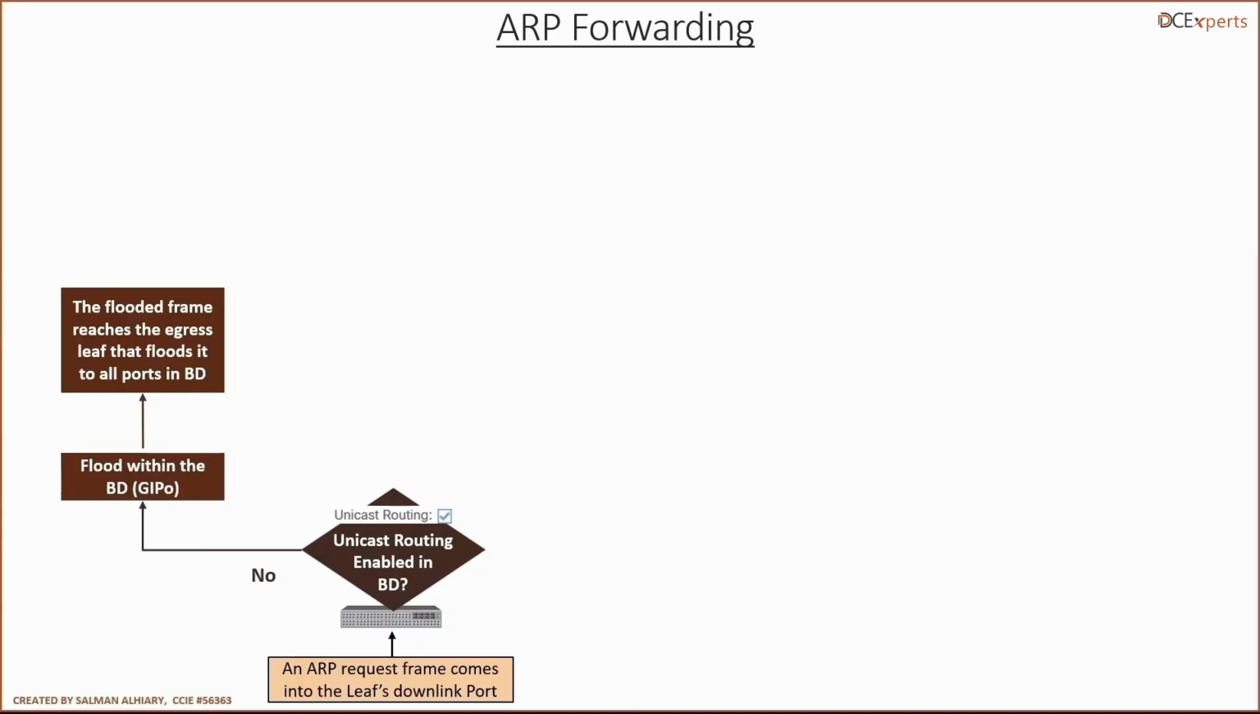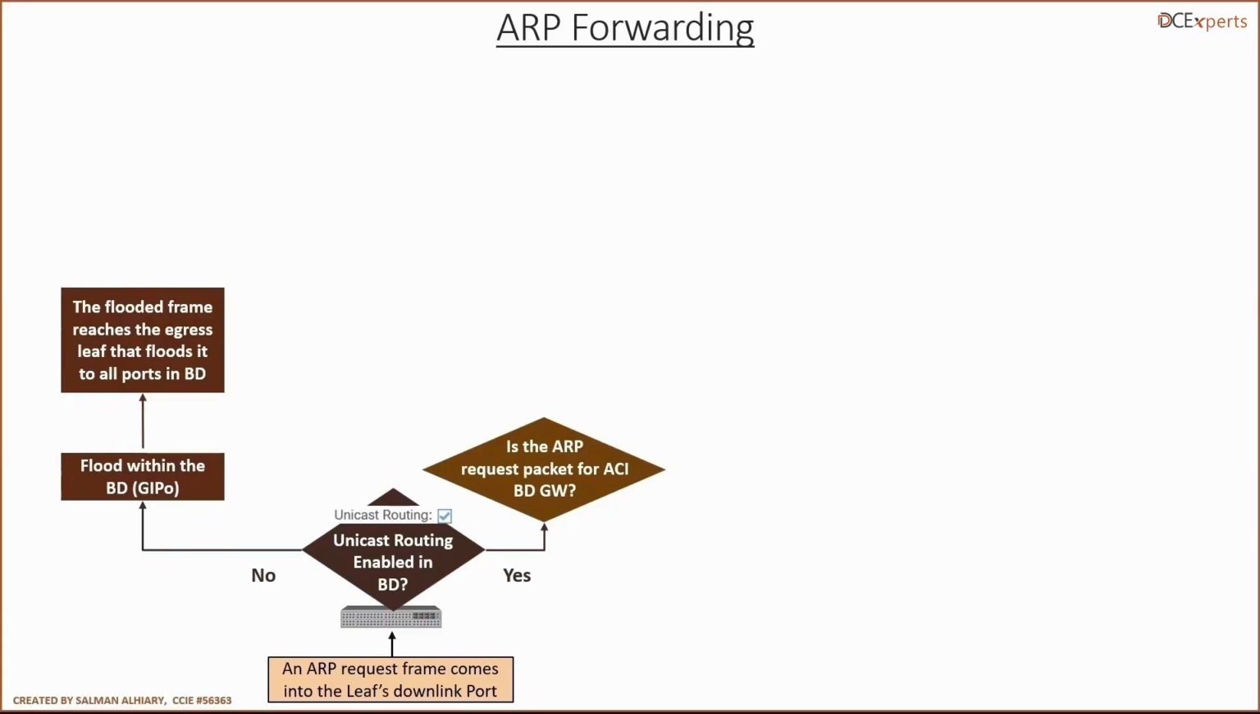So regardless of the ARP flooding option, if the unicast routing is disabled, the incoming ARP frames will be flooded in the bridge domain. On the other hand, if the unicast routing is enabled, the ingress leaf has to check if the ARP request message targets the ACI bridge domain gateway.